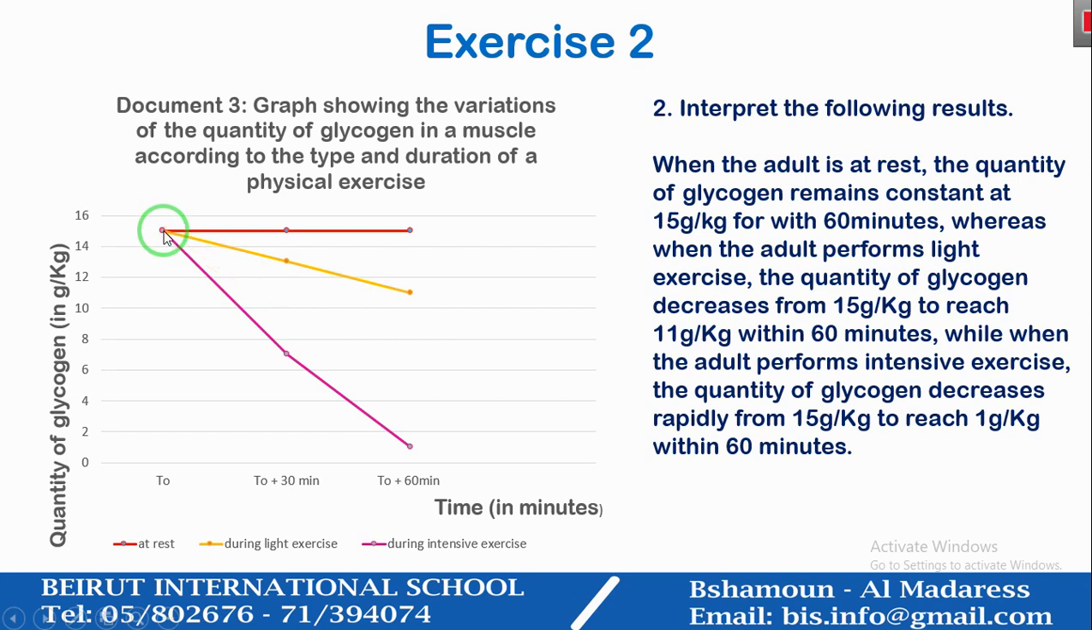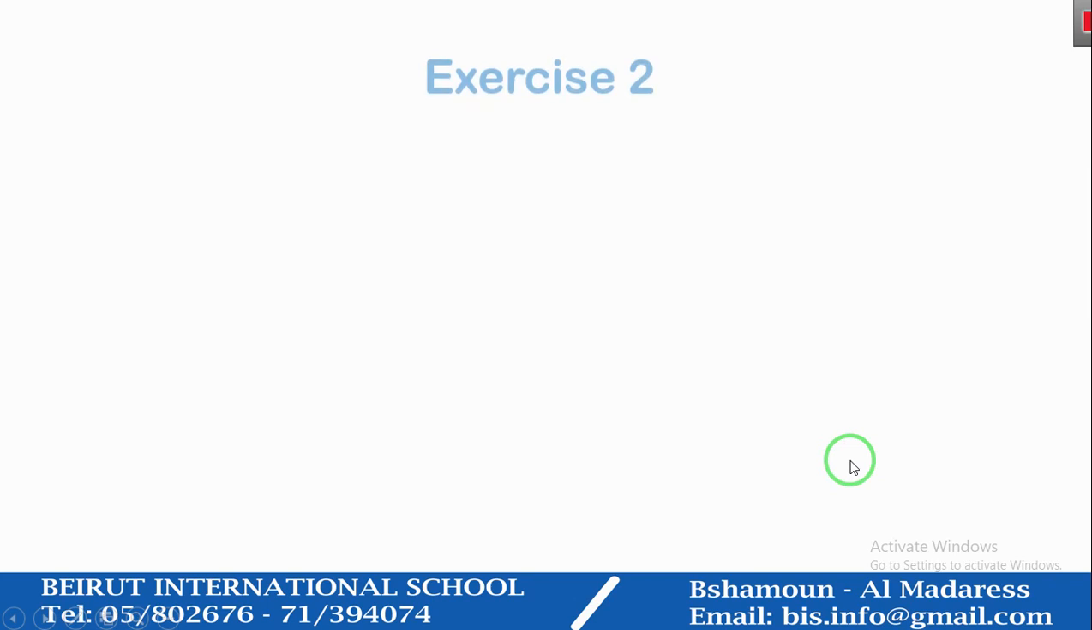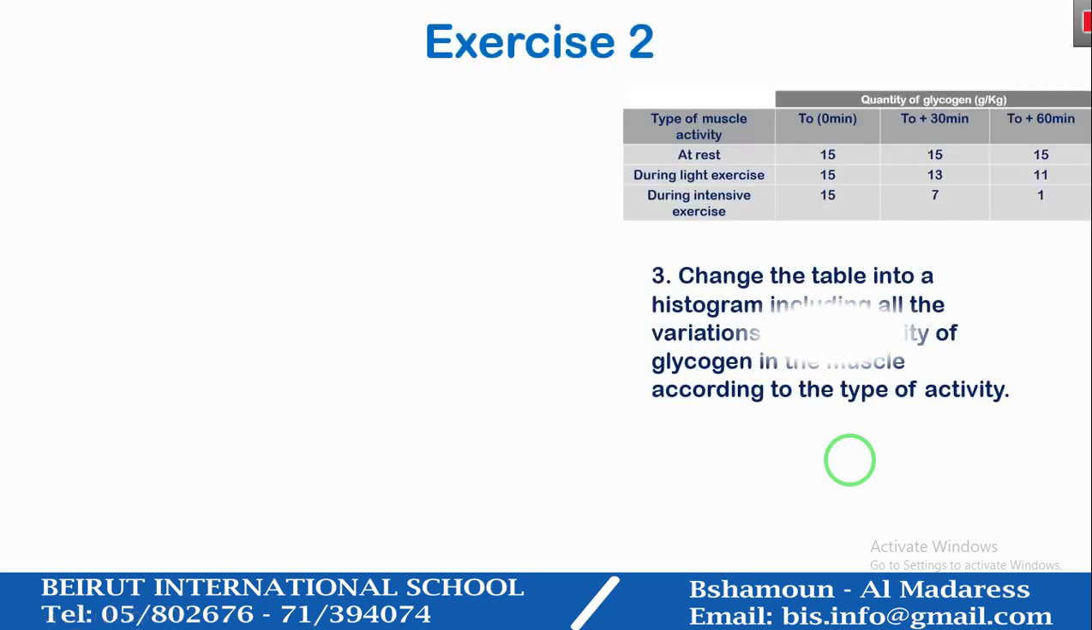Whereas for the person performing intensive exercise, it's going to decrease from 15 grams per kilogram to reach 1 gram per kilogram within 60 minutes. This means that as the intensity of exercise increases, the use of glycogen by the muscle increases because it needs more energy. Let's change this table into a histogram.